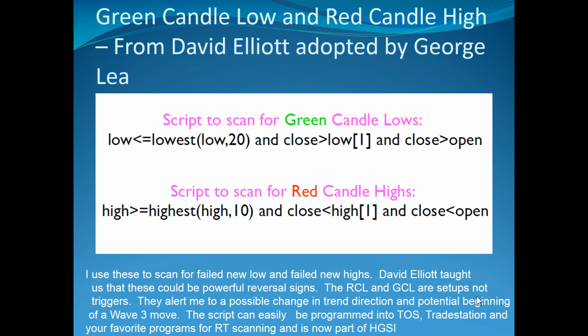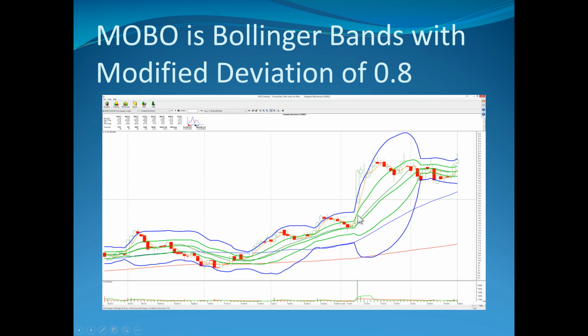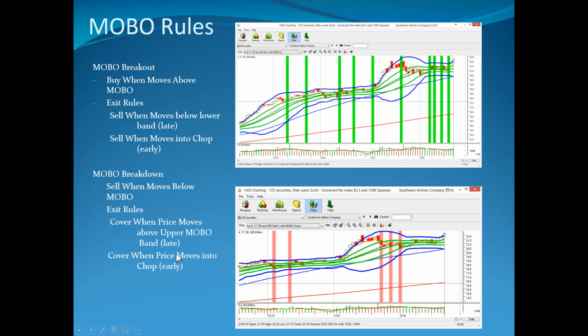Unlike Bollinger Bands, which really don't tell me when to buy or sell, I do know in times of contraction that there might be some volatility breakouts coming in. The MOBO breakouts, as price moves above the green bar or below the lower green bar, give you the MOBO breakout and breakdown symbols. And there are specific rules for trading MOBO. Buy when the price moves above the MOBO, exit when below the lower band, which I would consider a late exit, or when it moves back into chop, which would be an earlier exit.